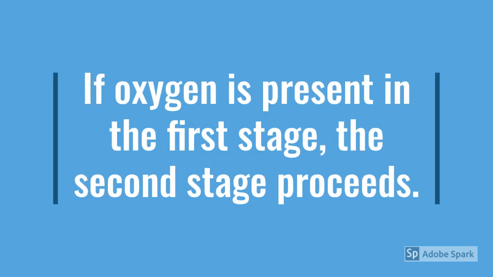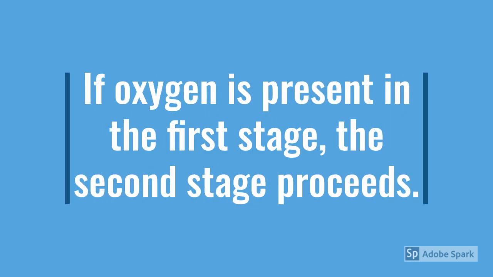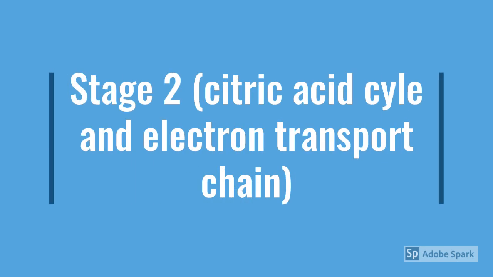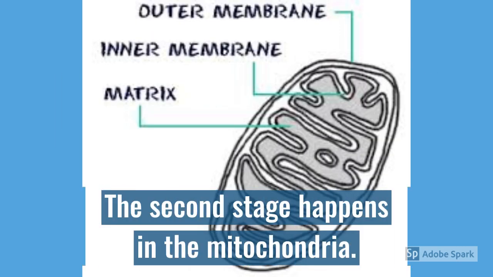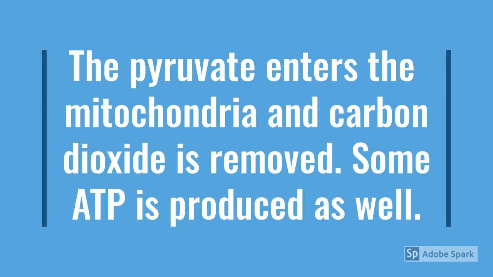Since oxygen is present, we can move on to the second stage, the citric acid cycle and electron transport chain. Although these two are meant to be separate, I'm not going to go into much detail, so if you want to find out why they're named this way, I will leave a link in the description box. The second stage happens in the mitochondria. Remember, the mitochondria is the site of aerobic respiration. The pyruvate enters the mitochondria and carbon dioxide is removed. Some ATP is produced as well.